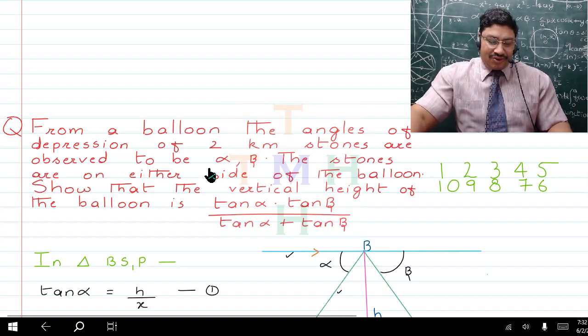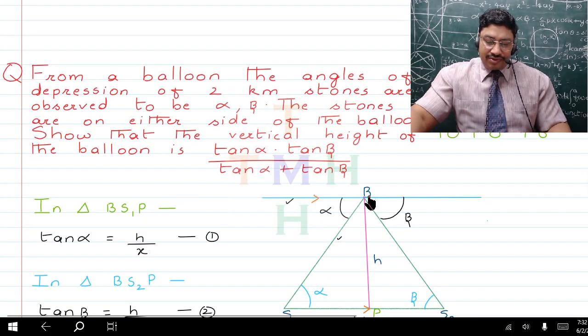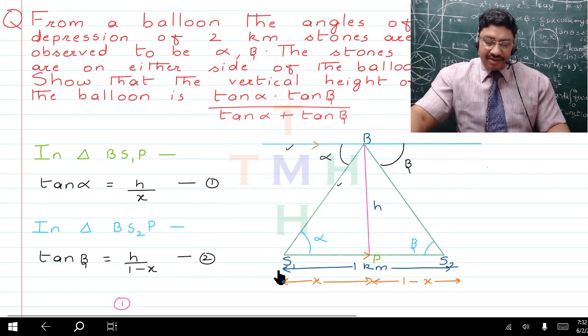So there is this balloon, children, and now we have this 1 kilometer stone, and this is the 2nd kilometer stone. So obviously the distance between both of these stones is going to be how much?